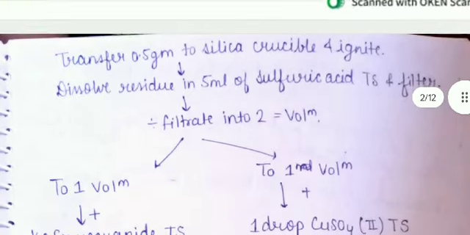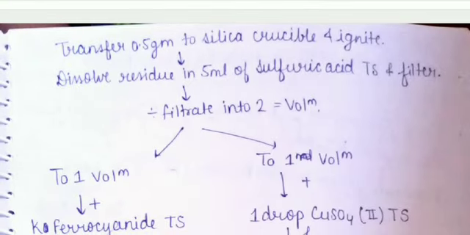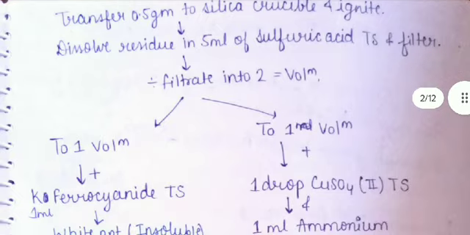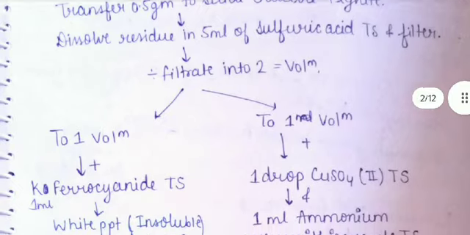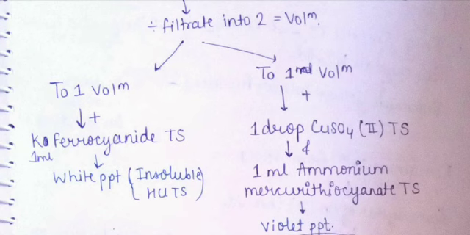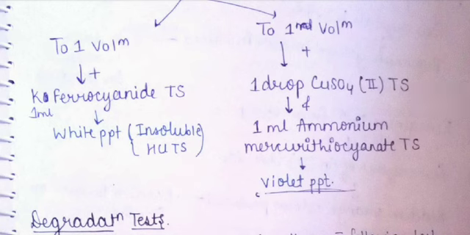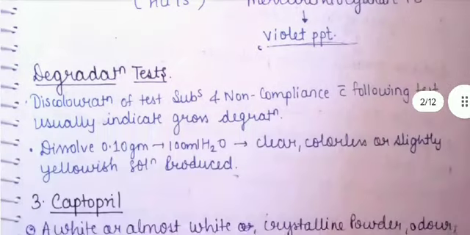Then transfer 0.5 gram to a silica crucible and ignite. Dissolve the residue in 5 ml of sulfuric acid TS and filter, and divide the filtrate into two volumes. In the first volume we have to add potassium ferrocyanide TS. It will produce white PPT which is insoluble in hydrochloric acid TS. To the other filtrate we have to add 1 drop of copper(II) sulfate TS and 1 ml ammonium mercuric thiocyanate TS. It will produce violet PPT.